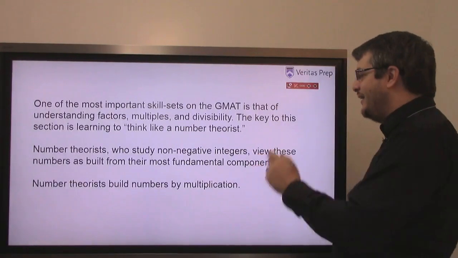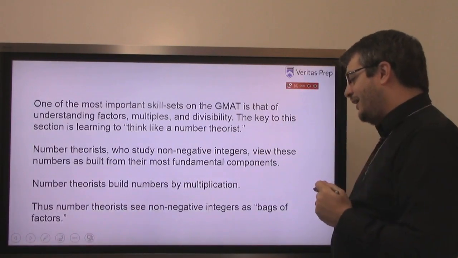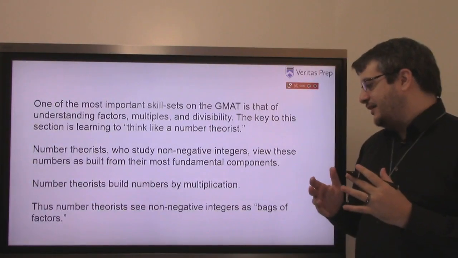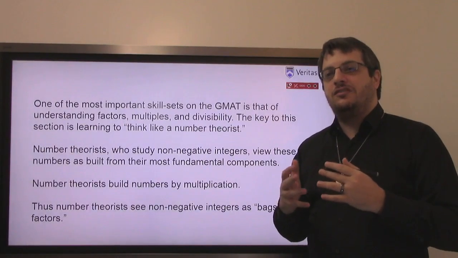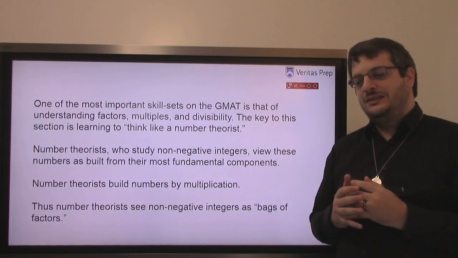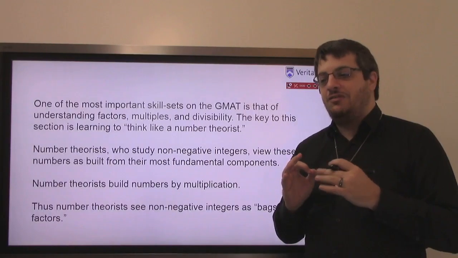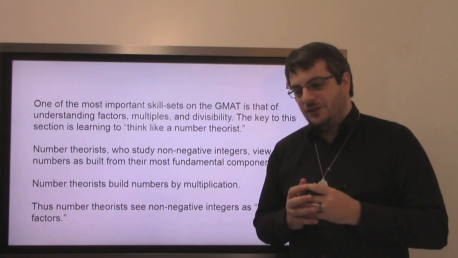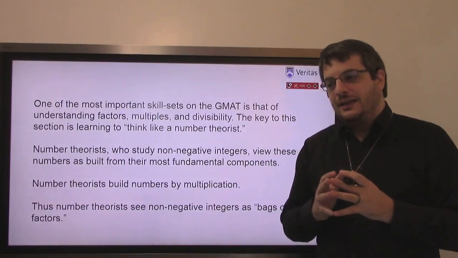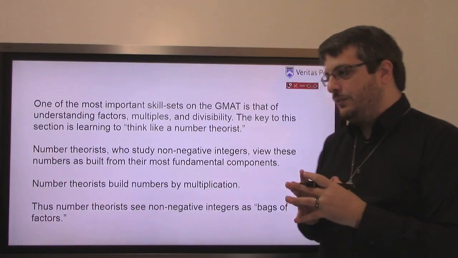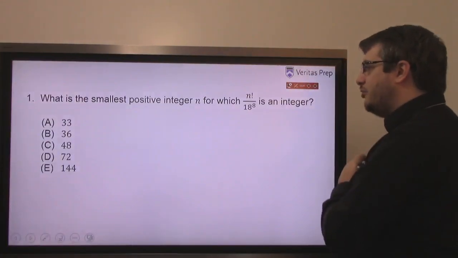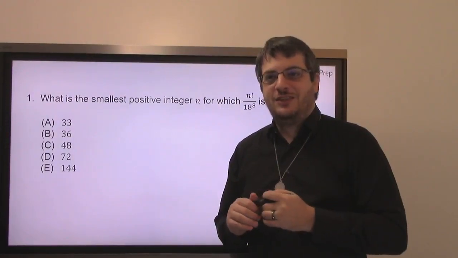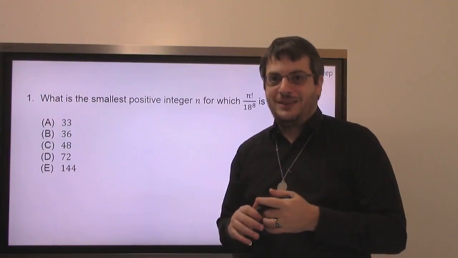Anyway, number theorists multiply, and when you build numbers out of multiplication, you see that numbers are essentially bags of prime factors. Number theorists see every number as just a collection of primes multiplied together. And it turns out that trying to figure out what's in the bag is a much better way to think about these problems. So I'm going to throw us in with an example and give you a really hard question. By the way, I have this thing for 700 level questions, and I was told that you guys are pretty high level.